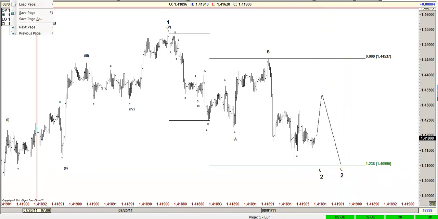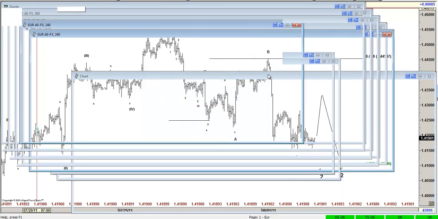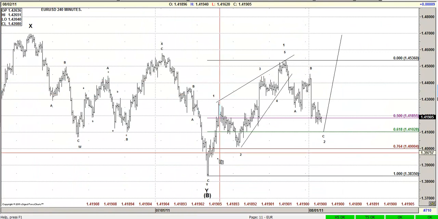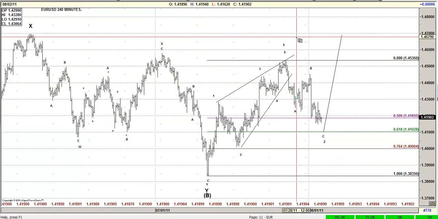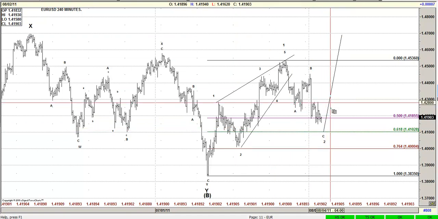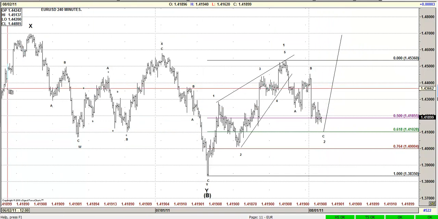In the 4-hour euro, what we see, same count. In the 4-hour euro, we see the same count right here when we have the proposal 5, A, B, and C jumping or bouncing higher for the 141 area or even 140.